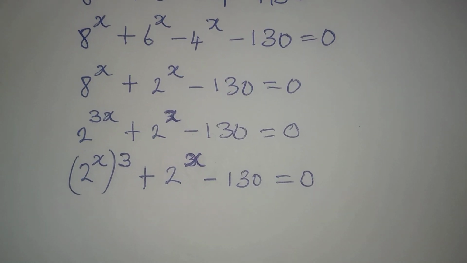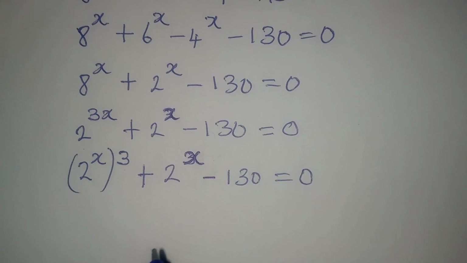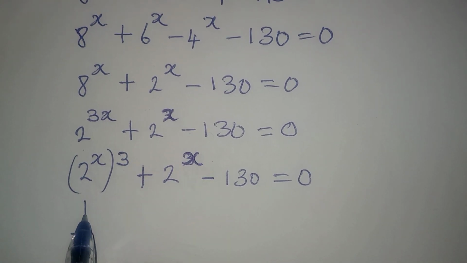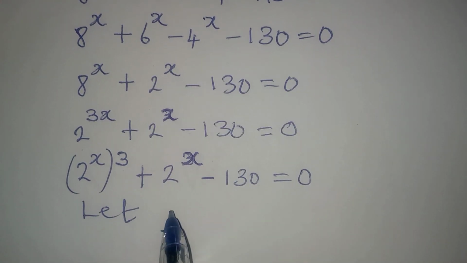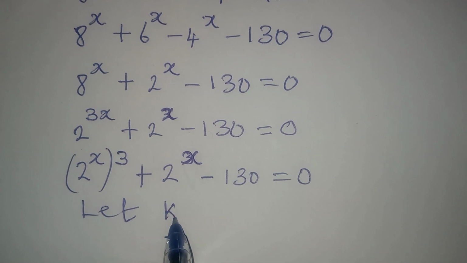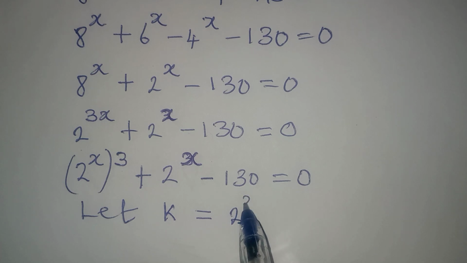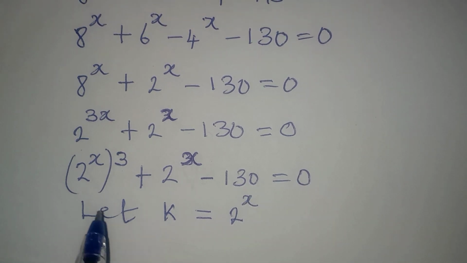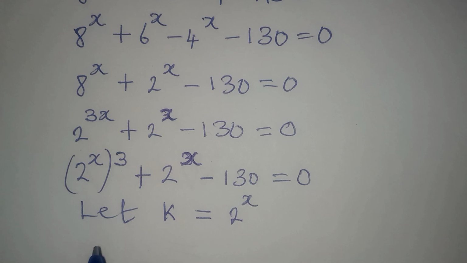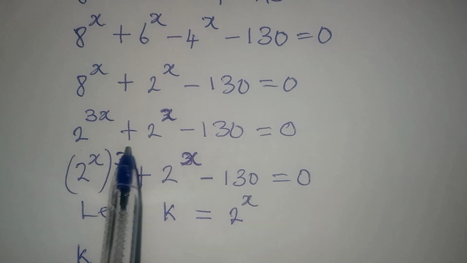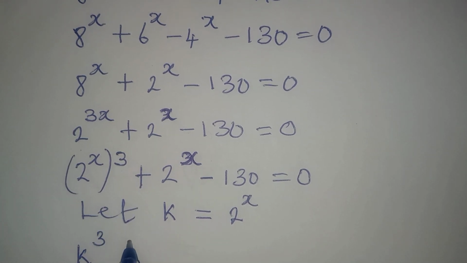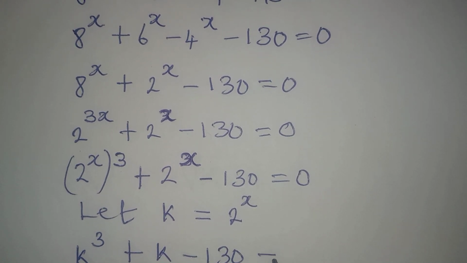Now we have 2 to the power of x in two places, so we can say let k be equal to 2 to the power of x. So anywhere I have 2 to the power of x, I'm writing k. So I'm going to have k to the power of 3 plus k, then minus 130, and it will be equal to 0.